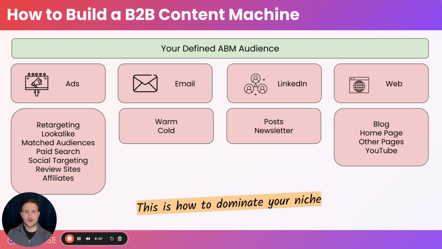Well, there are 4 real sources of content distribution online. There's advertisements, there's email, both warm and cold. There's social networks, but in this case, it's really just LinkedIn that matters here. And then there is the web. So you use various types of ads: retargeting ads, lookalike ads, matched audience ads, which we'll talk about a lot because that allows you to upload your lead list and show ads to exactly your defined ABM audience. Paid search ads, which can be great for bidding on competitor keywords, comparative keywords, and industry search terms. Social targeting ads on LinkedIn and Facebook, and then the review sites and affiliate networks, of course.